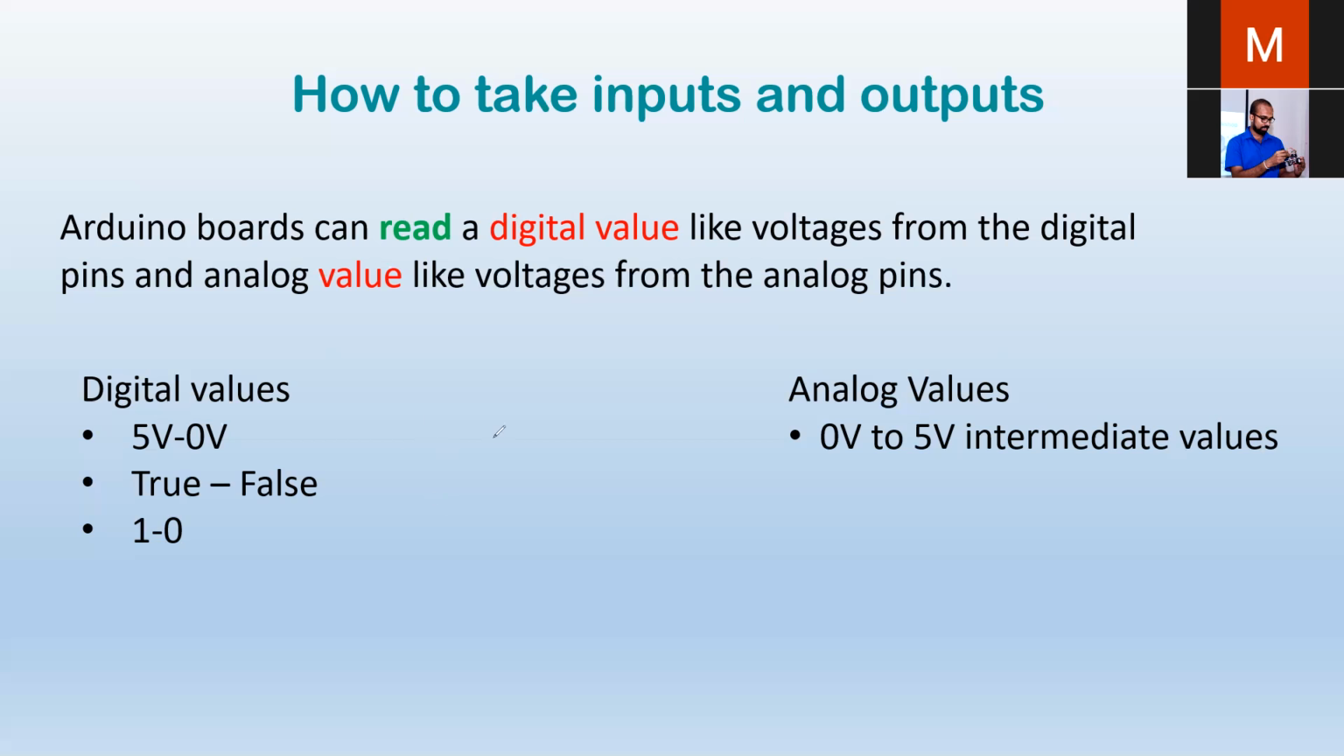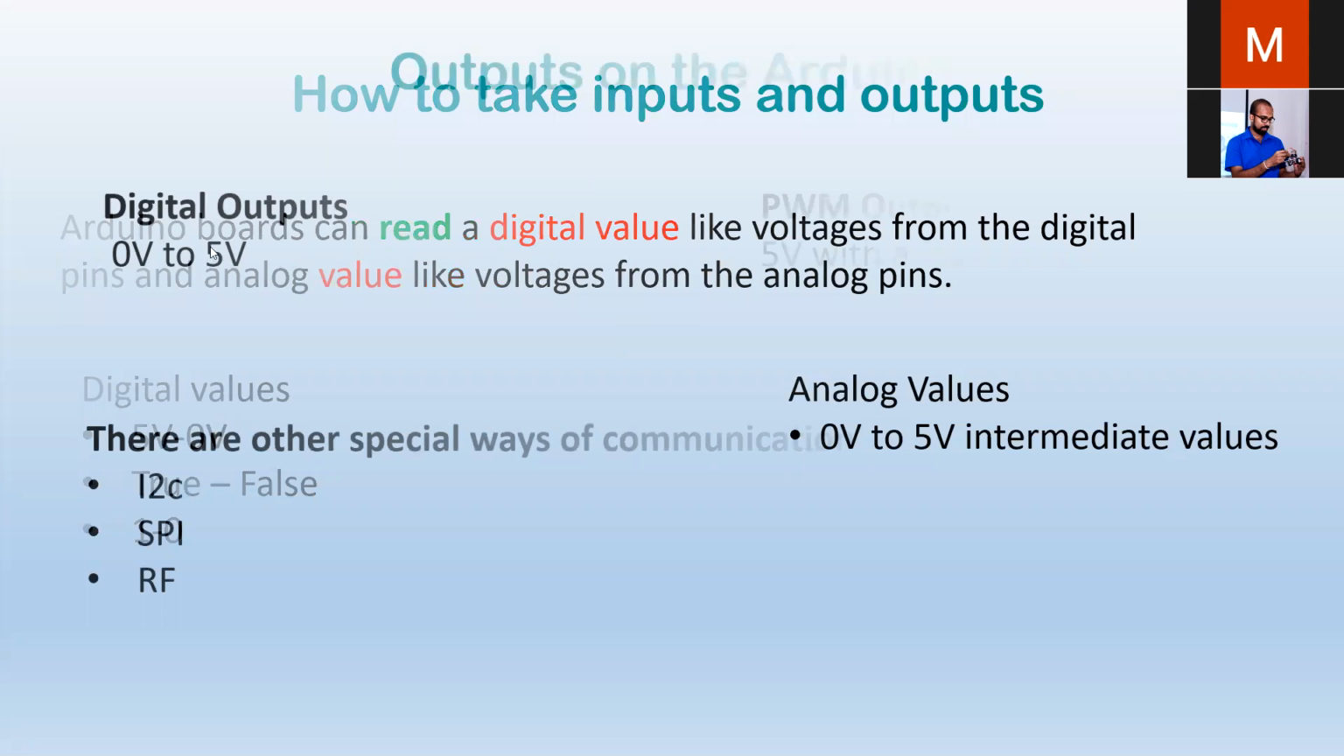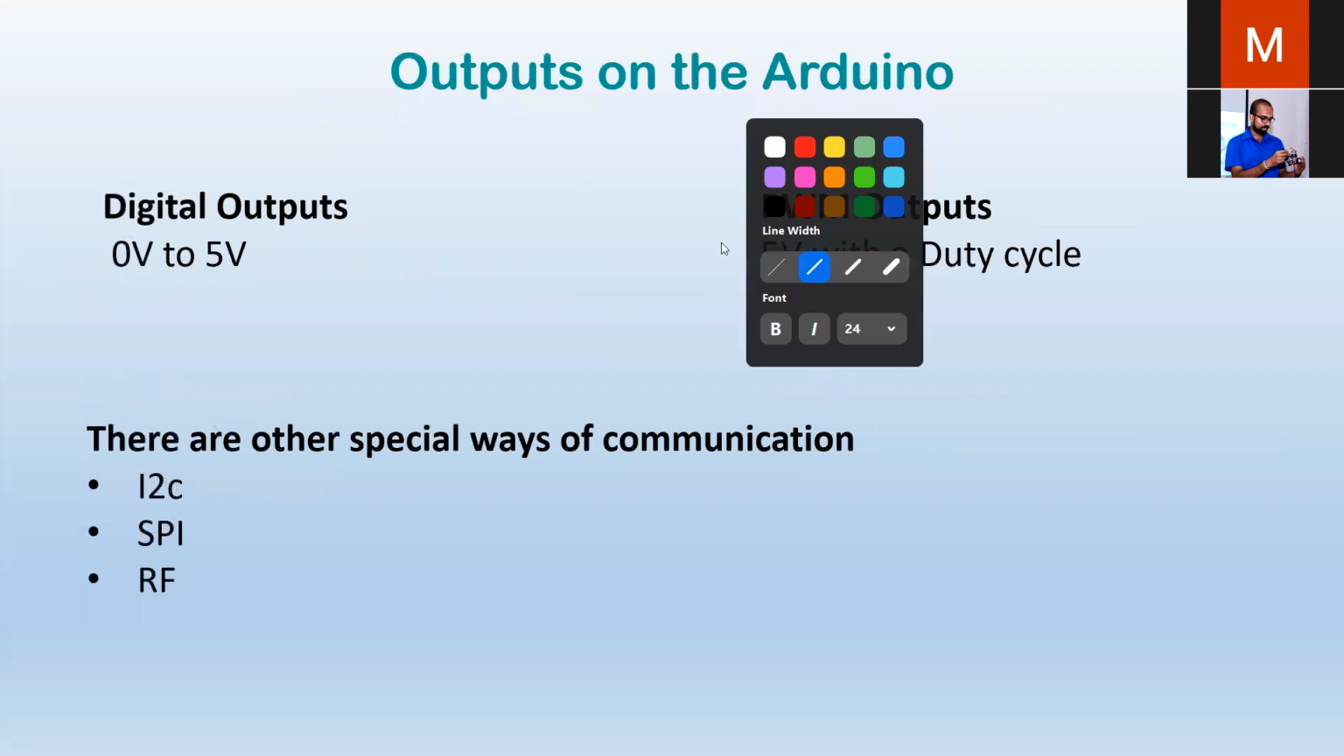Like when you draw an analog signal, this is the time axis, this is the voltage axis. You draw it like this, right? This is an analog signal. So a digital signal is something which has only two states, right? These are the outputs, digital outputs.